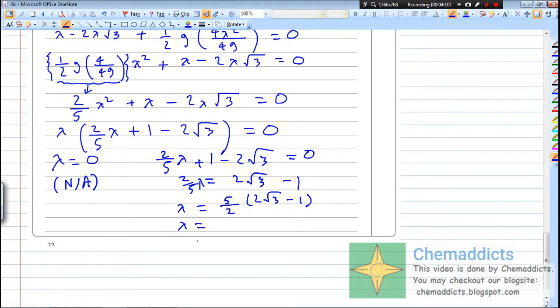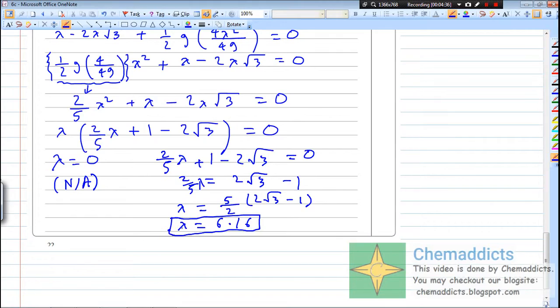If we calculate this part, then we're going to end up with lambda equals to, is this correct? 5 by 2, according to the solution, 5 by 2 multiplied by 2 root 3 minus 1. It's correct. So here lambda would be 6.16. So we have found the value of lambda.